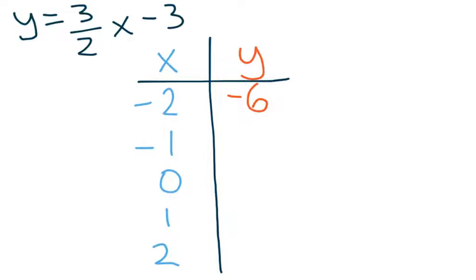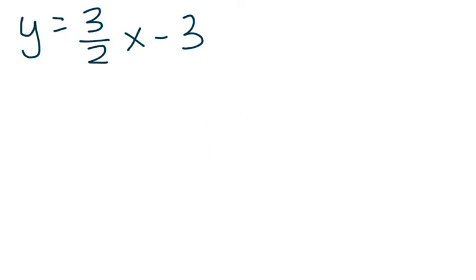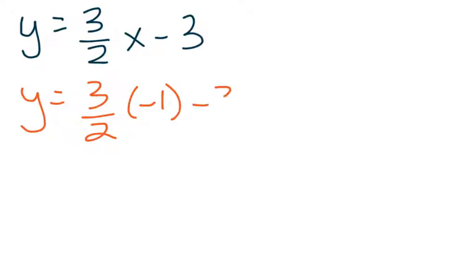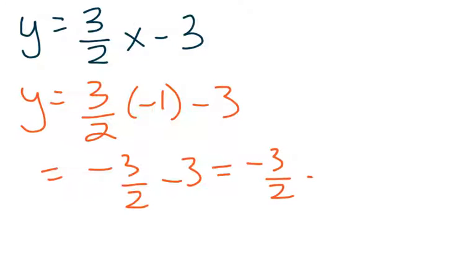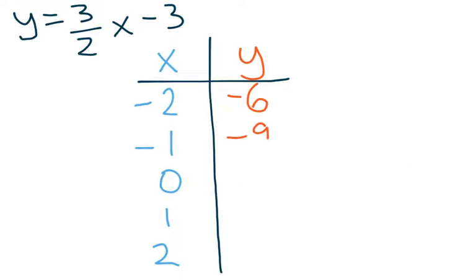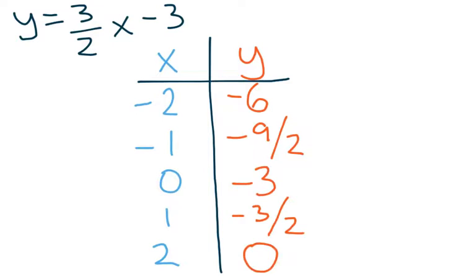Let's see what y equals if x equals -1. Then we plug in our -1 for x, simplify this. This gives us -3 over 2 minus 3, which can be rewritten as -3 over 2 minus 6 over 2, which equals -9 over 2. And we can plug that in for our y value when x equals -1.